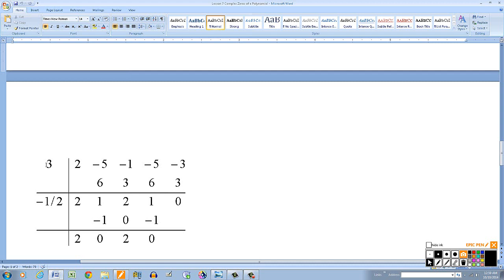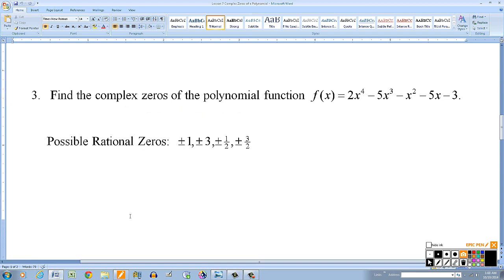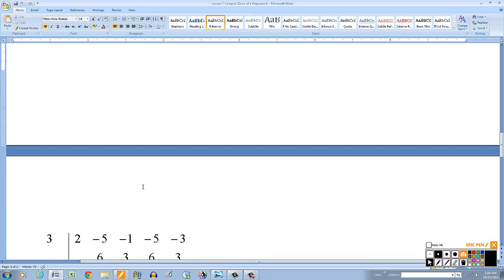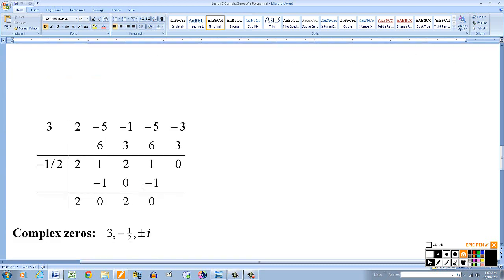But remember, I said in the last video, it's possible that a particular zero can be a repeated zero. So what you would do is try the 3 again to see if it works. It doesn't. I tried the negative 1 and the 1 already, and they didn't work. Then the next thing is you try the 1 half for the negative 1 half. I tried the 1 half, it didn't work, so I tried negative 1 half next.